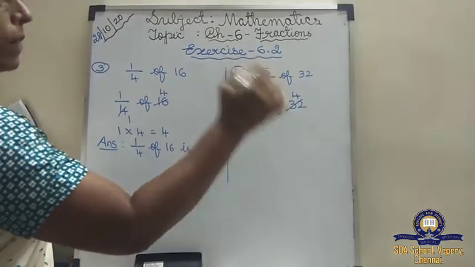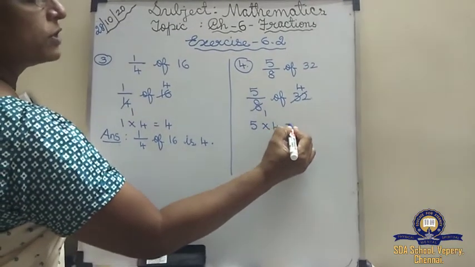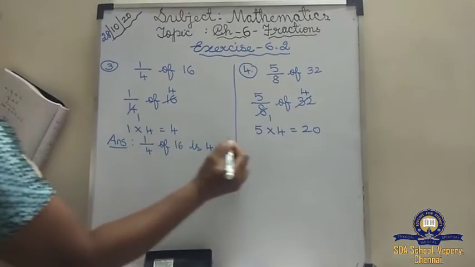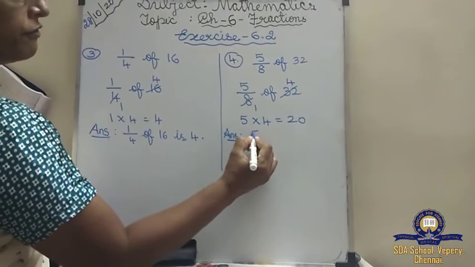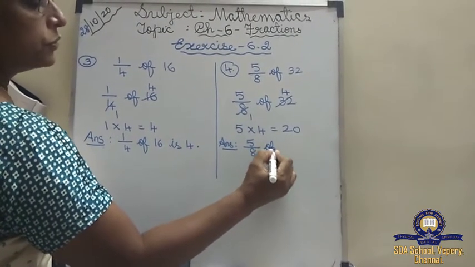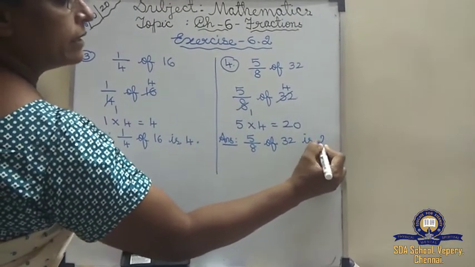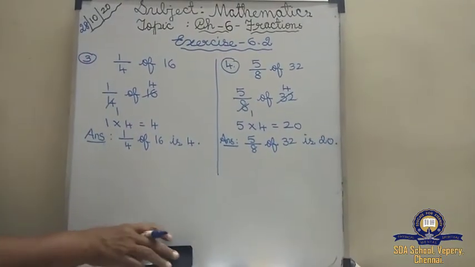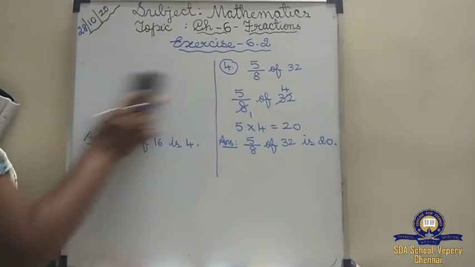You have to multiply. So 5 into 4. 5 4s are what, children? 20. So what will be the answer? 5 by 8 of 32 is 20. And you have to keep a full stop. Okay children? Then one more sum we will teach, and then two sums I will give as homework.